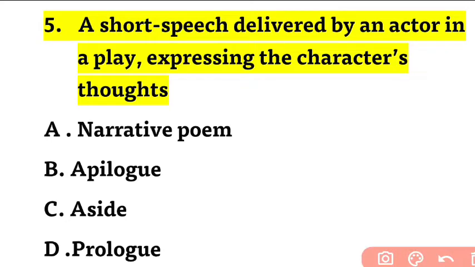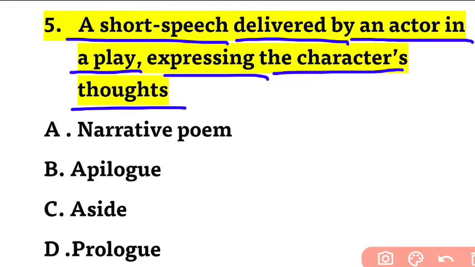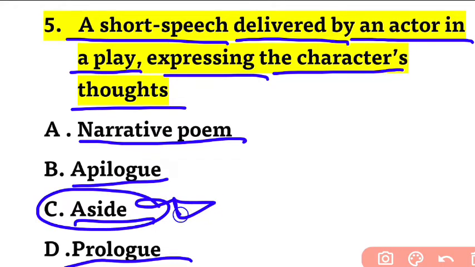Next question, number 5. A short speech delivered by an actor in a play expressing the character's thoughts. Options: narrative poem, epilogue, aside, prologue. What will be the answer? The answer will be aside.